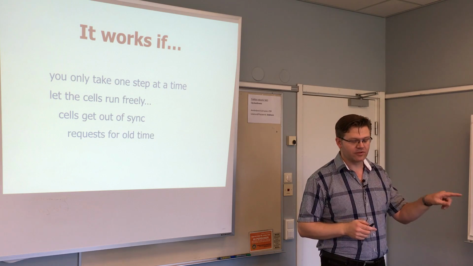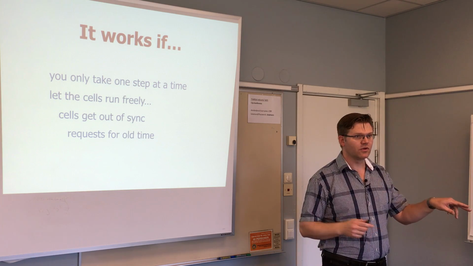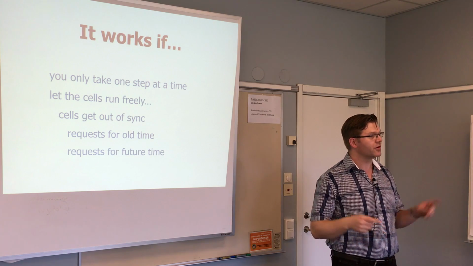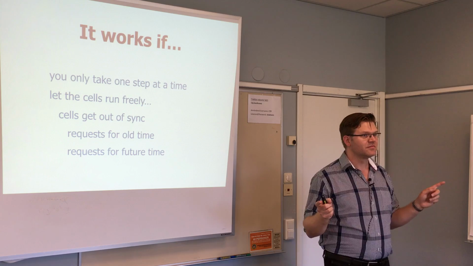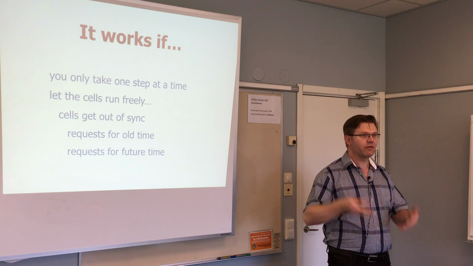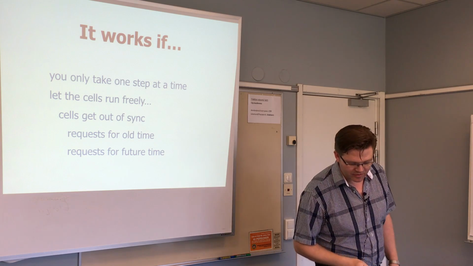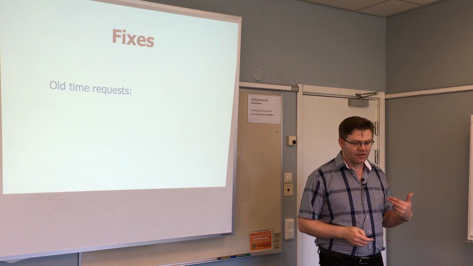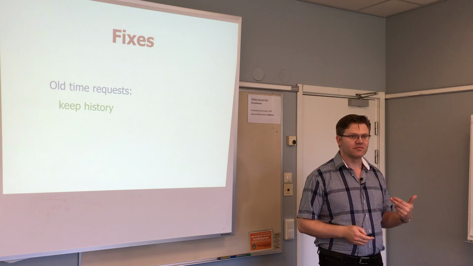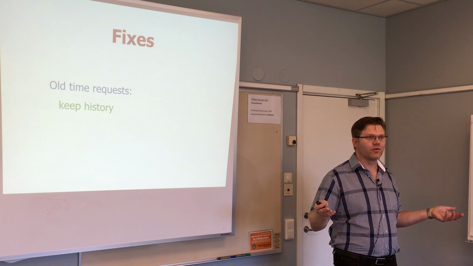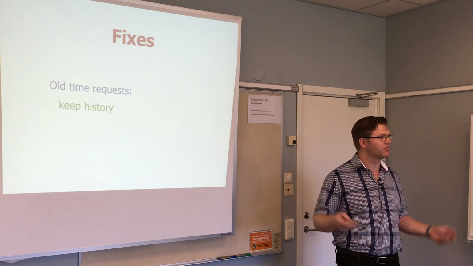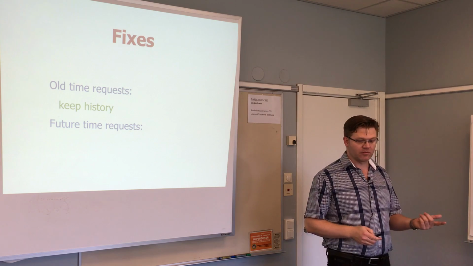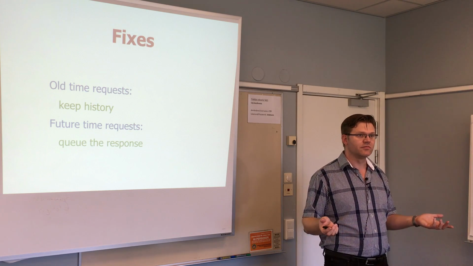And that means you start requesting old time. So you're asking a neighbor for something where he's moved on. Or you get a neighbor asking you for what's your value in the future. Because this will happen with a lot of processes. They will get out of sync. So you need to deal with it. And how you fix this is, if you get somebody asking for what happened in your past, you just keep your history. That's simple. You keep a history of what the values were in this cell over time. So you can always reply if somebody asks for an old value. And if somebody asks for something in the future, of course you just queue the response.